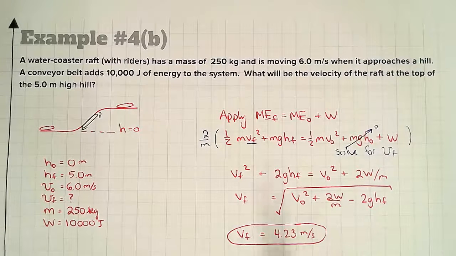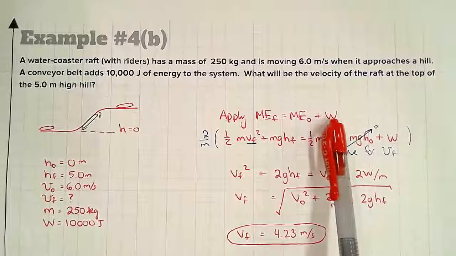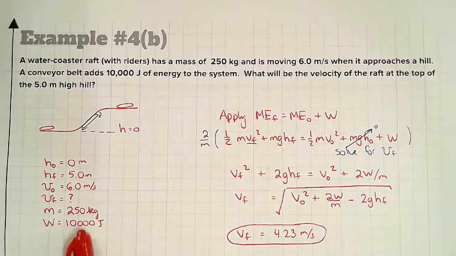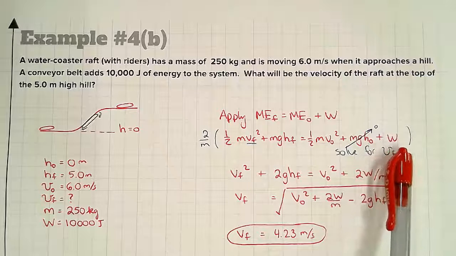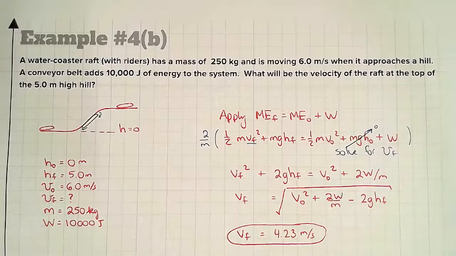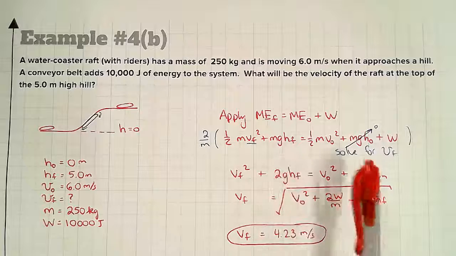Okay, so again, same idea. You apply the work energy theorem, but in this case, the work is not 0. And so when the work is not 0, be careful. The mass does not cancel everywhere. You can't just ignore it. You got to keep it in there. Okay?